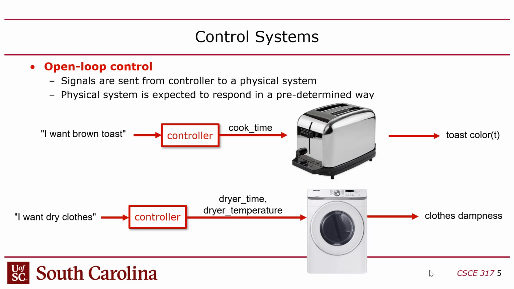And certainly this couldn't deal with any kind of disturbances in this case because, like, if there's a power surge or something, right, or the voltage changes. Clothes dryers work the same way, basically. You say, I want the clothes dry, and then the controller in there sets the dryer time or the dryer temperature, and hopefully you get the dry clothes out, but sometimes it doesn't work because that's an open loop controller.